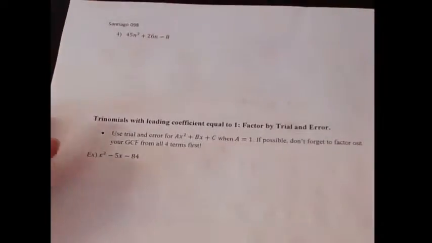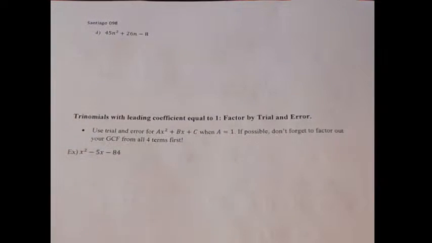Your turn. Number 4. We have 45n to the second power plus 26n minus 8. I'm only going to give you 3 minutes. That's it. 3 minutes starting now.